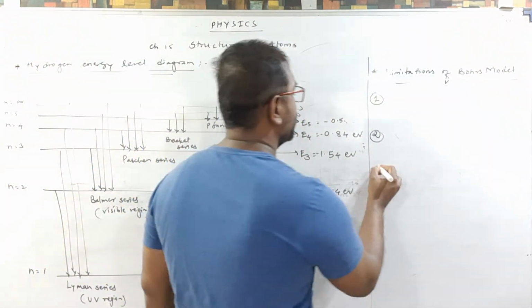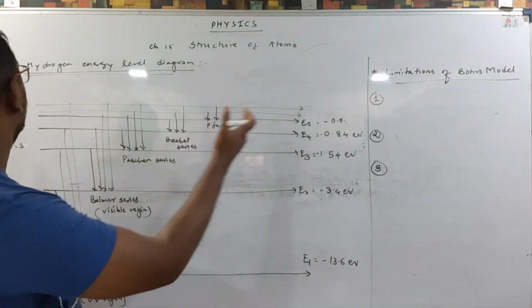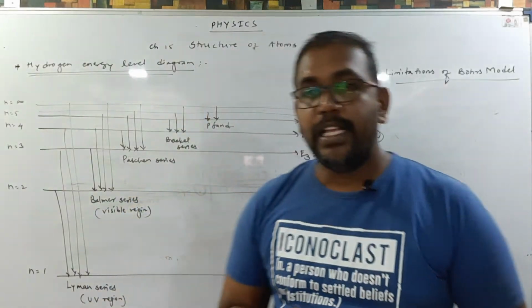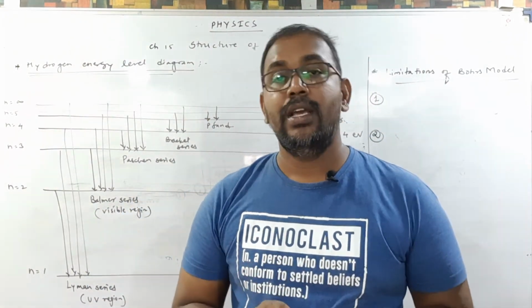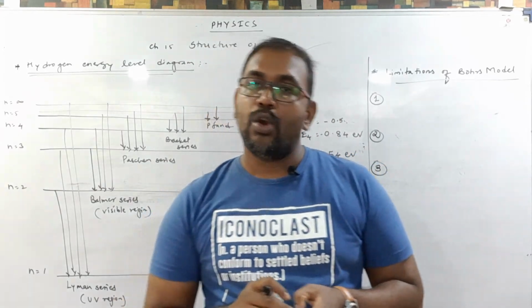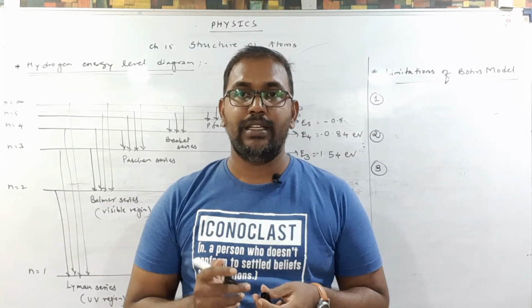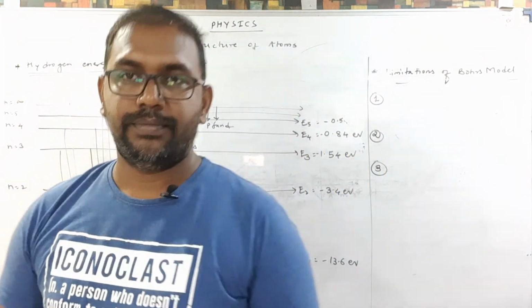And the third limitation is here. If we see the spectral lines, this is a hydrogen energy level diagram. Different spectral lines are there, and the intensities of all the spectral lines are different from one another. In Bohr's atomic model, no explanation is given for the intensities of spectral lines. So this is also one of the limitations of Bohr's atomic model.